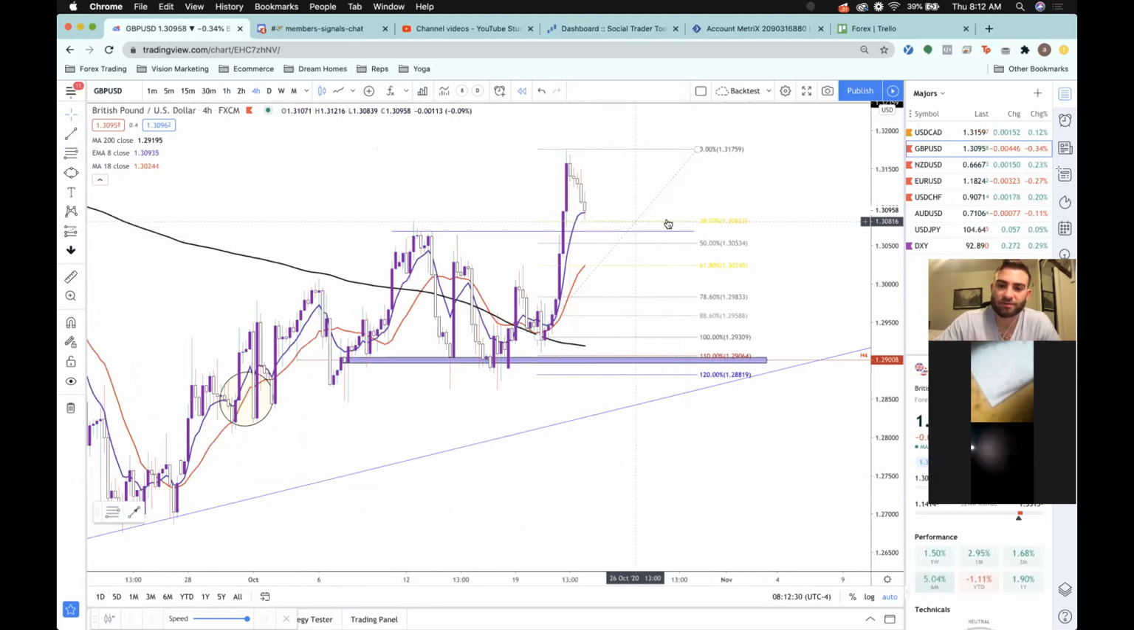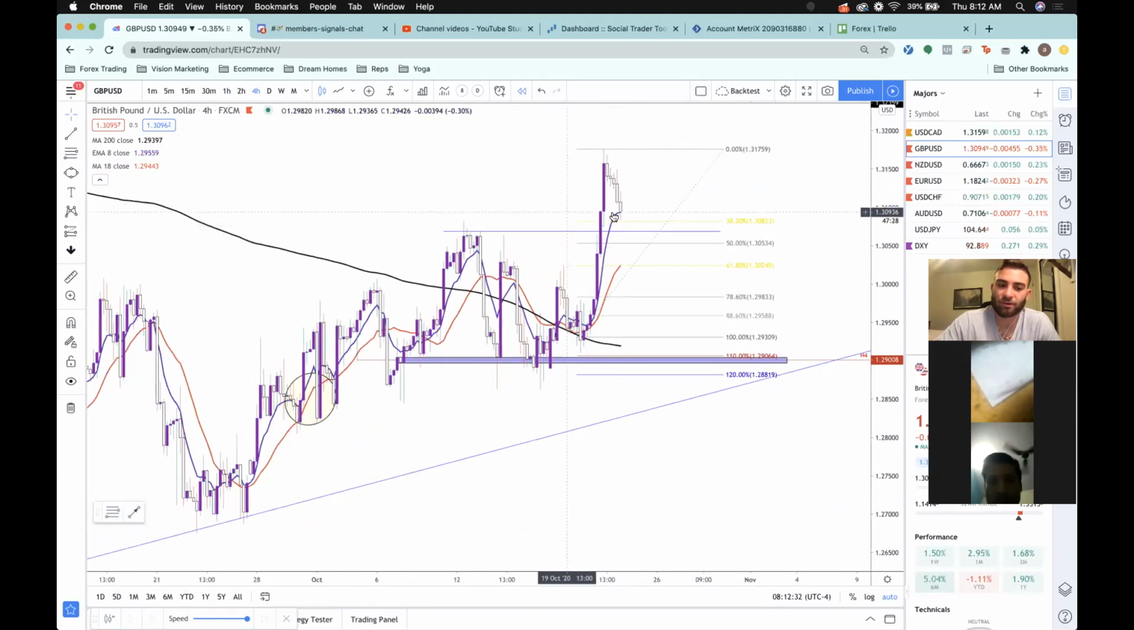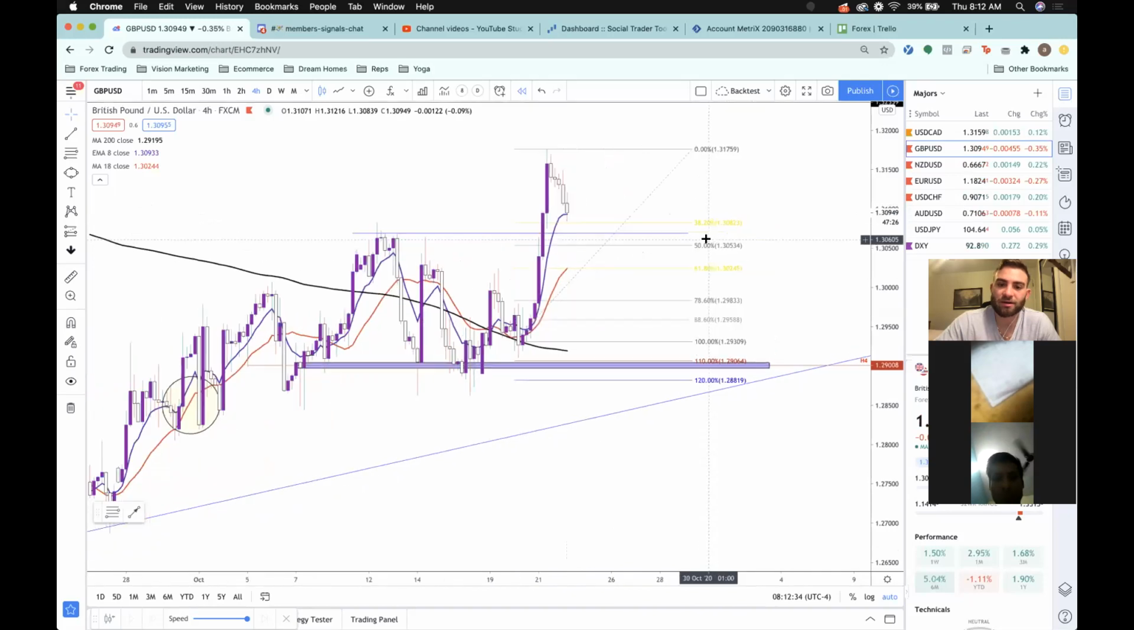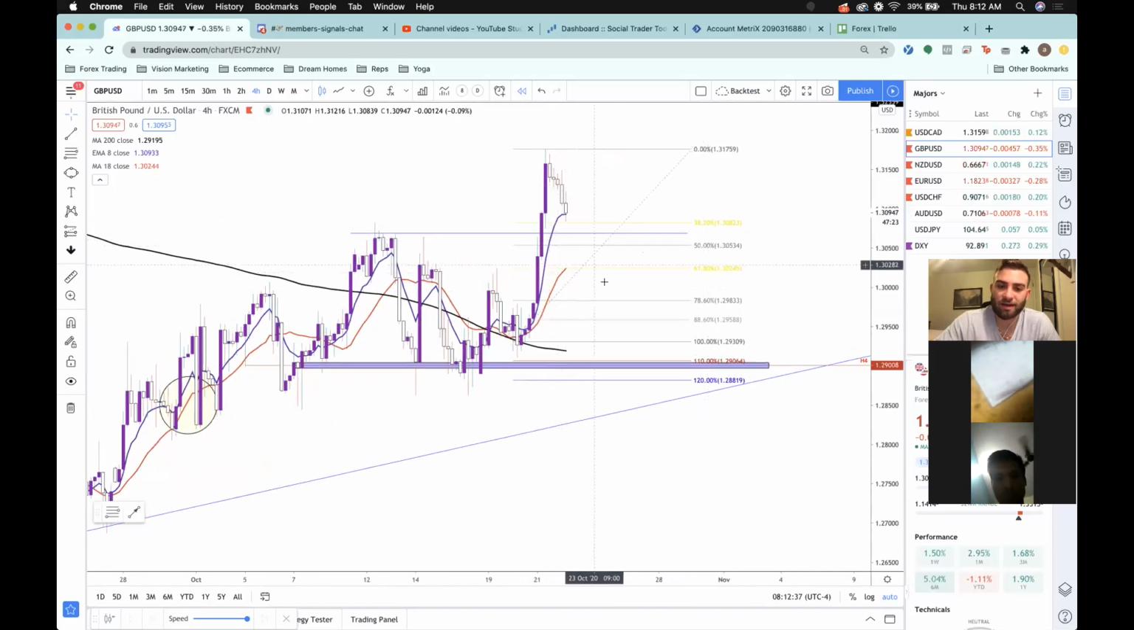So we got 38.2, we've got this support level. So I will look for some buying signals there. To the downside, beyond that, we're going to have to wait and see 61.8. There is a little bit of confirmation here. It's just resistance from these previous highs. So there is some confirmations there.